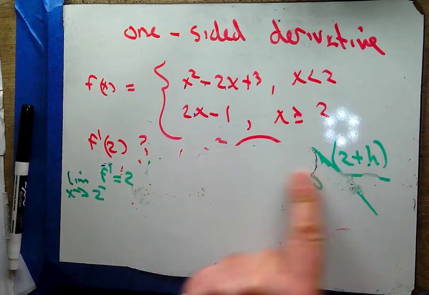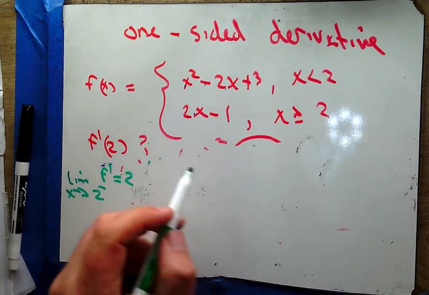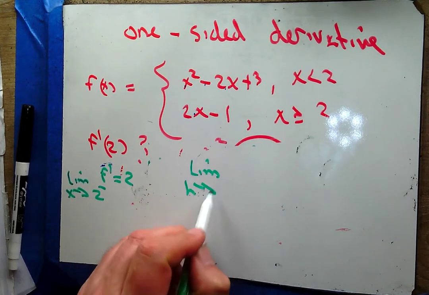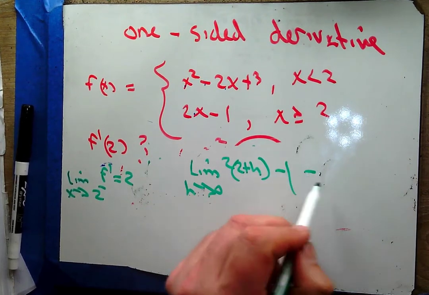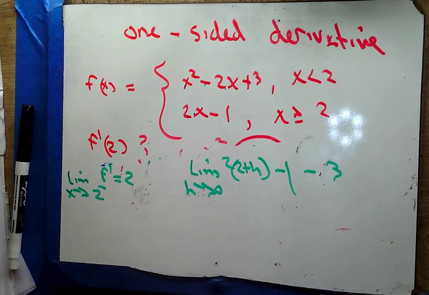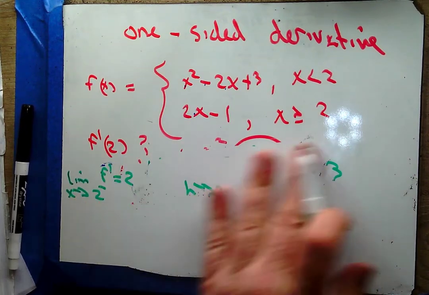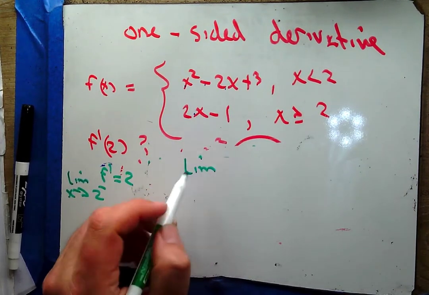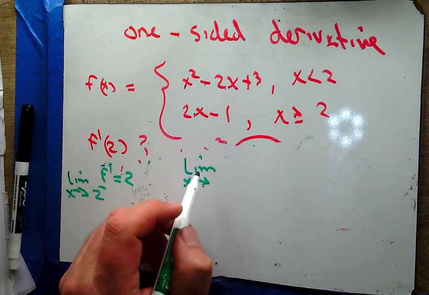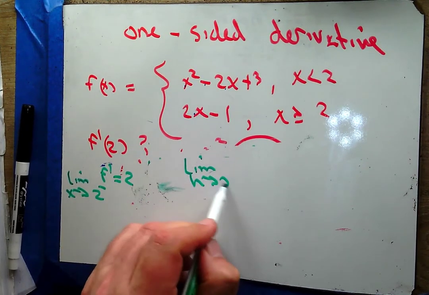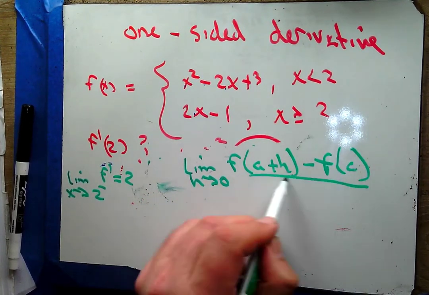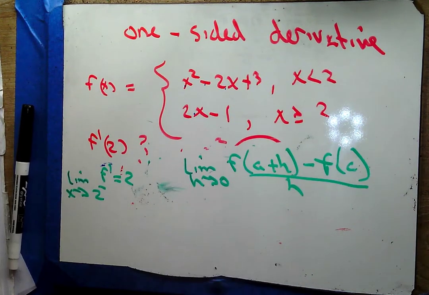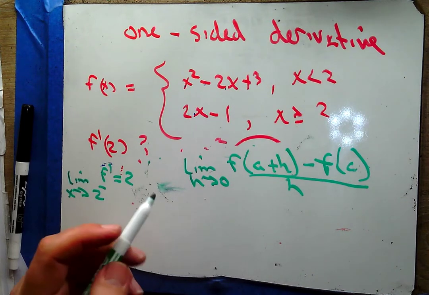Okay, well, what about from the positive side? So the limit as h heads to 0 of (2 times (2 plus h) minus 1) minus 3, right? Because that's f of 2. I feel like I should really just write out what I'm doing and then do it. So I'm using the limit as h approaches 0 of f of a plus h minus f of a all over h. This is the limit definition of the derivative that I'm using in this problem.